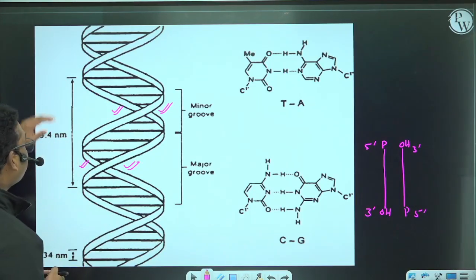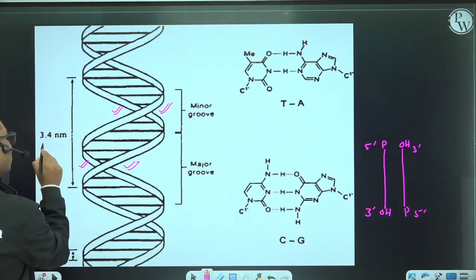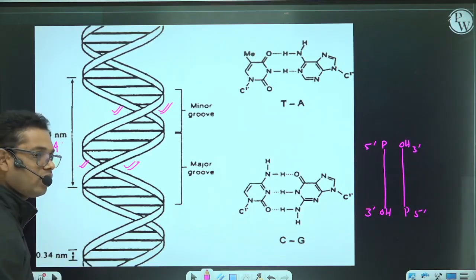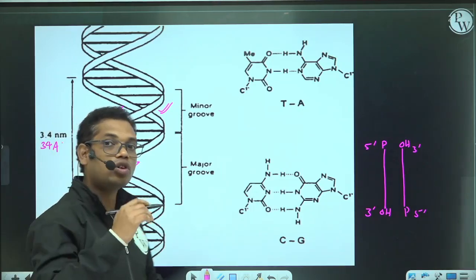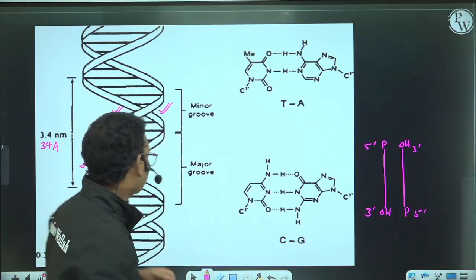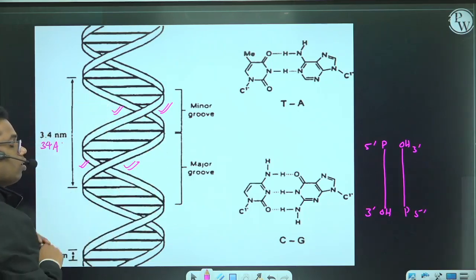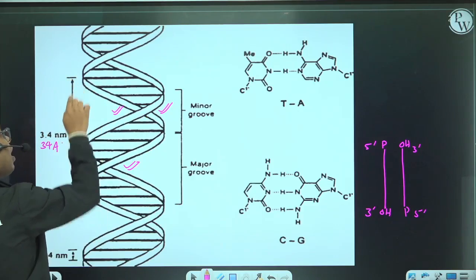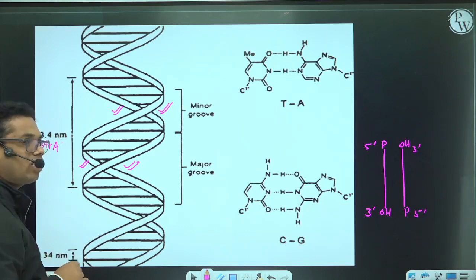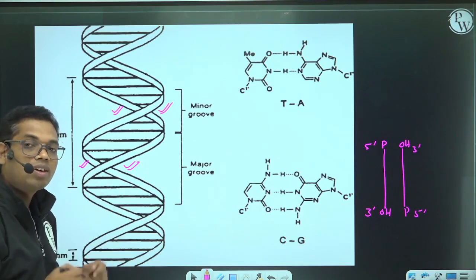Okay, and what is the pitch of the DNA? The pitch of the DNA is 3.4 nanometer, or I can say 34 angstrom. So what do you understand by pitch of DNA? Pitch of DNA means the rise of the helix per one complete turn of DNA. So this is one complete turn. In a complete turn, what is the height of the DNA? What is the rise of the helix? It is 3.4 nanometer.